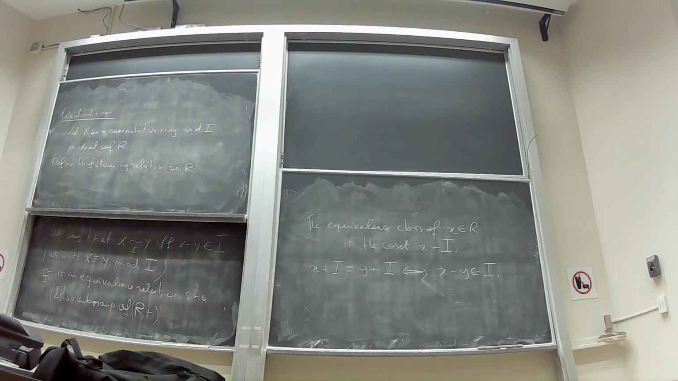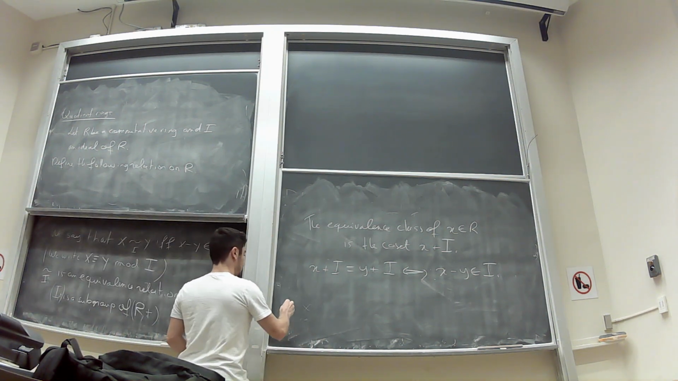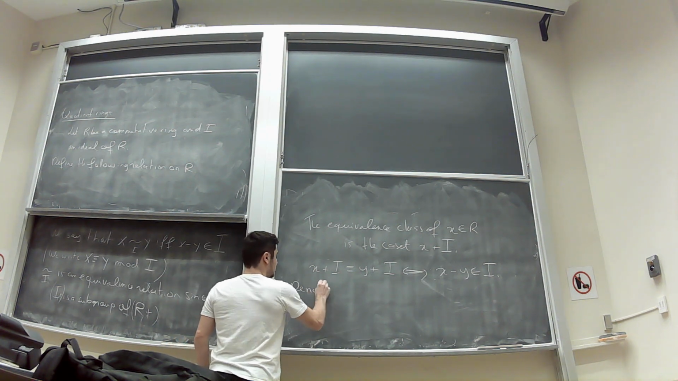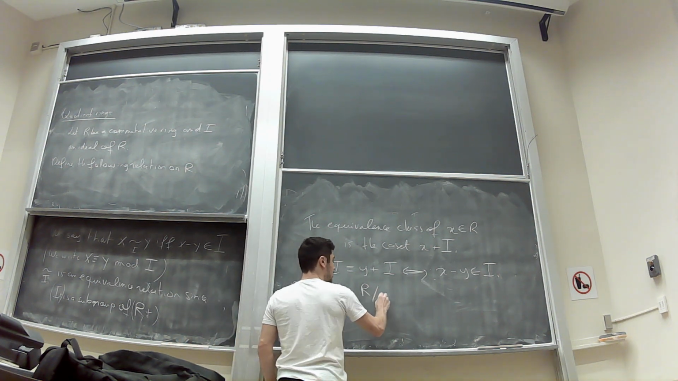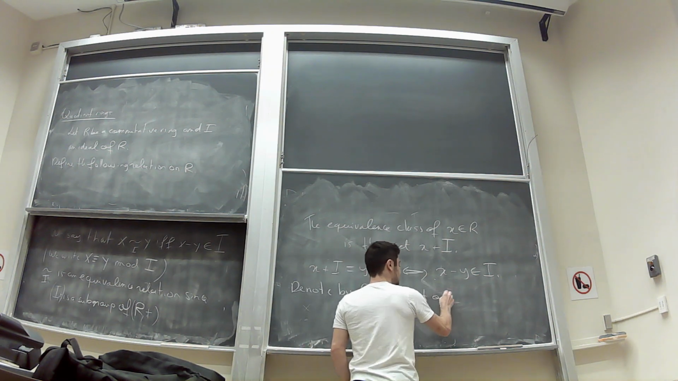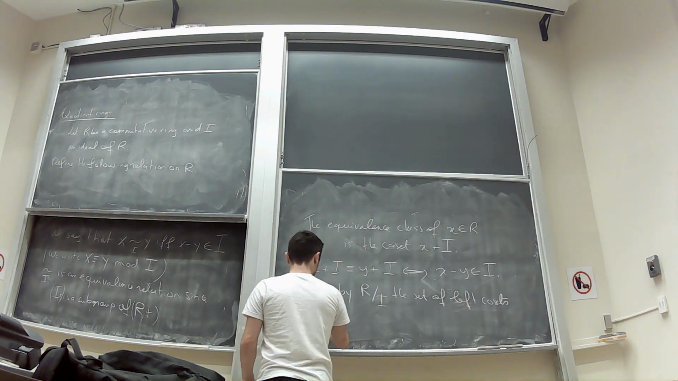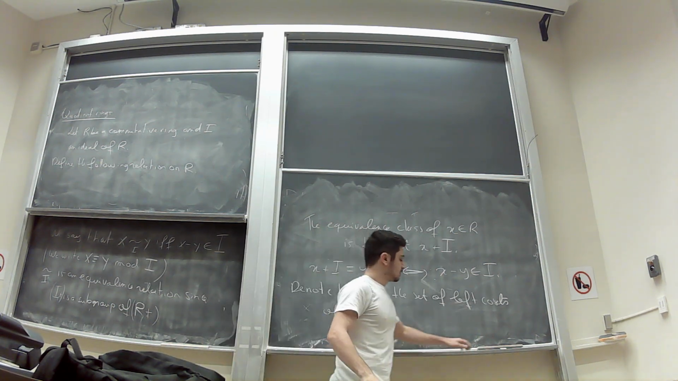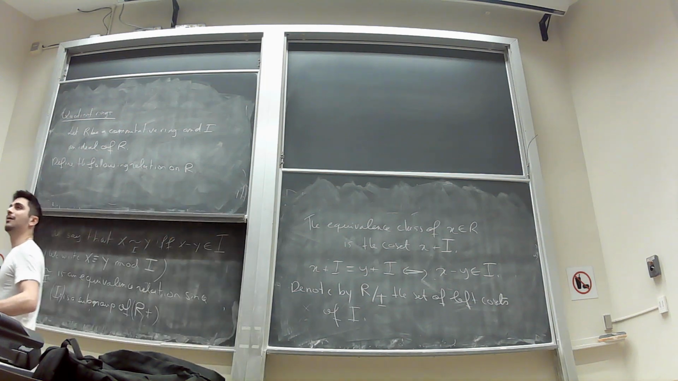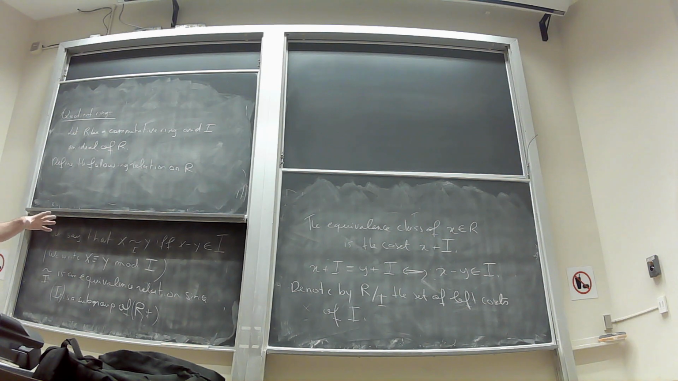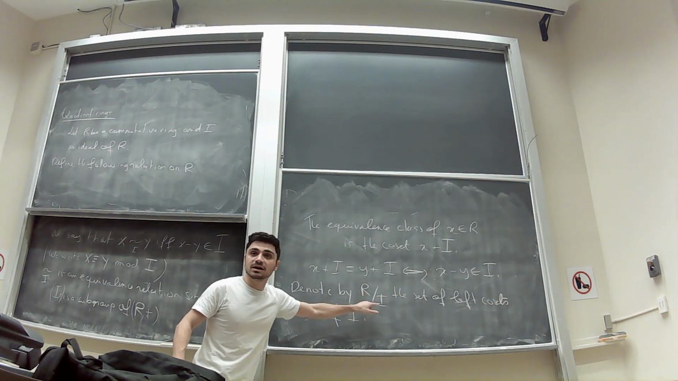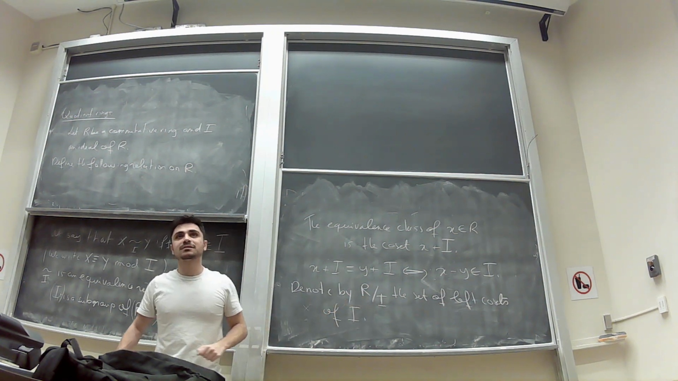Okay, so. Denote by R mod I the set of left cosets of I. All of these notations have been seen so far, no? Not in that way, but yes. I mean, that's seen in subgroups, right? A set of left cosets G mod H. I is a subgroup of R, so it's R mod I. Yeah?